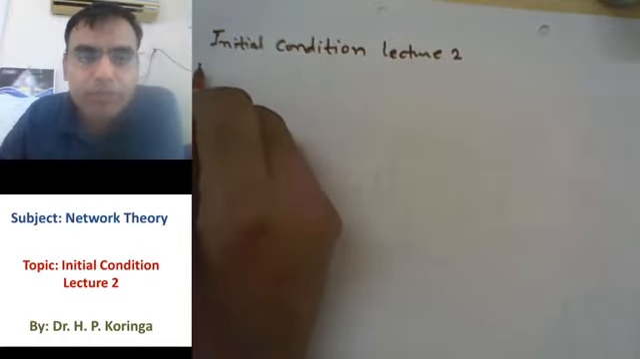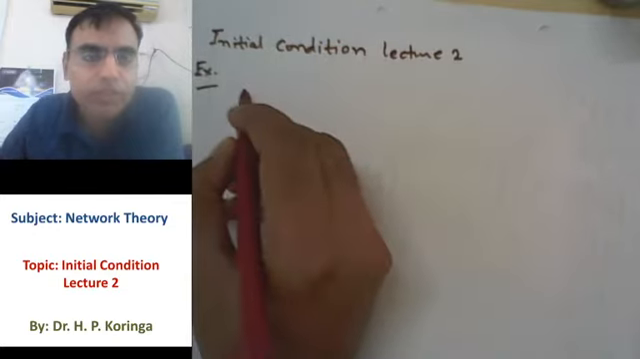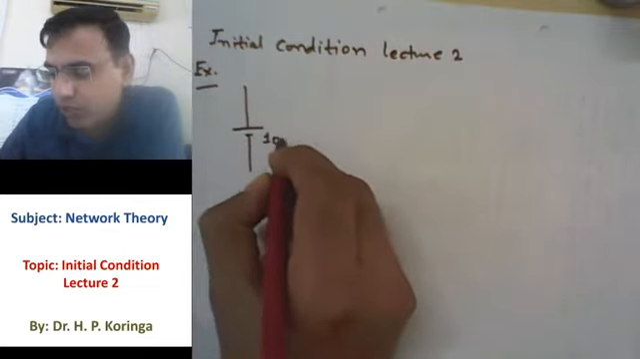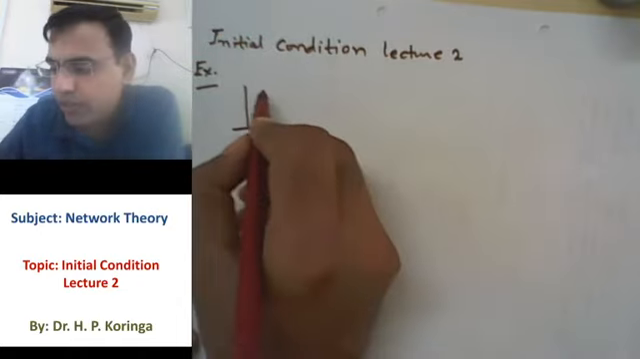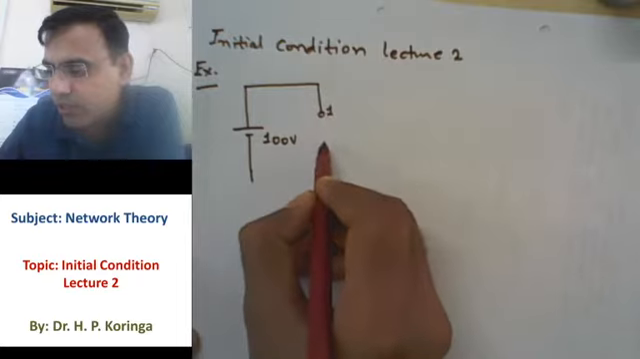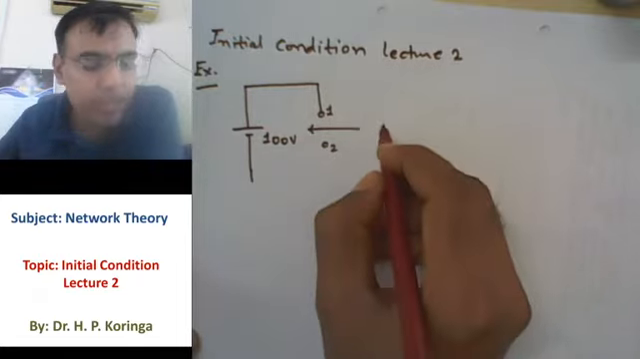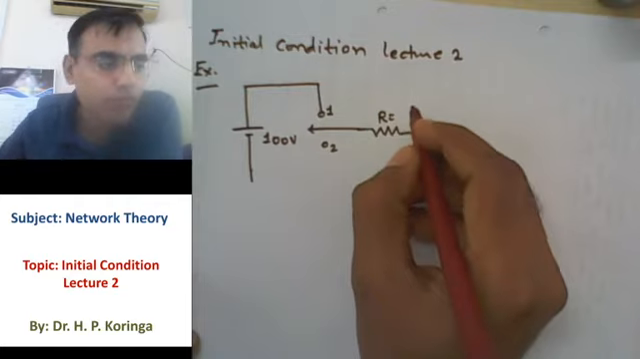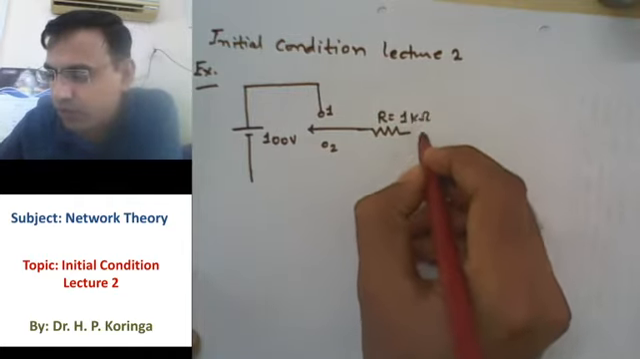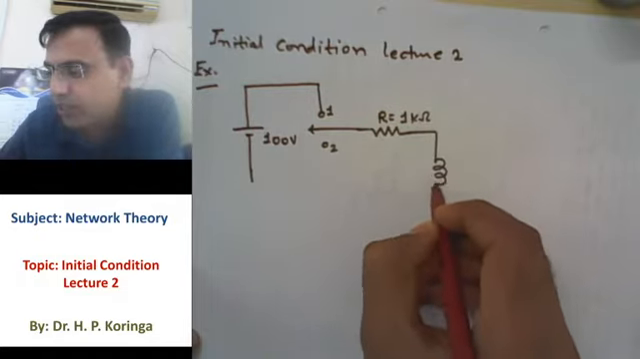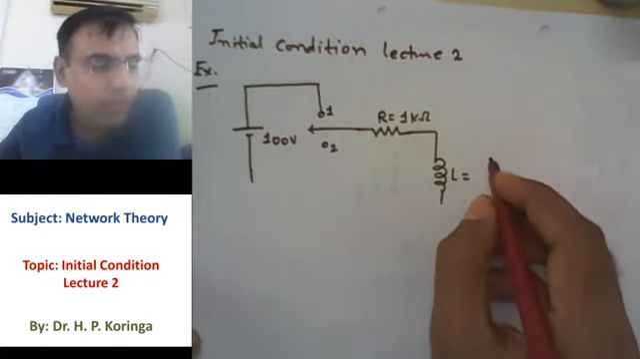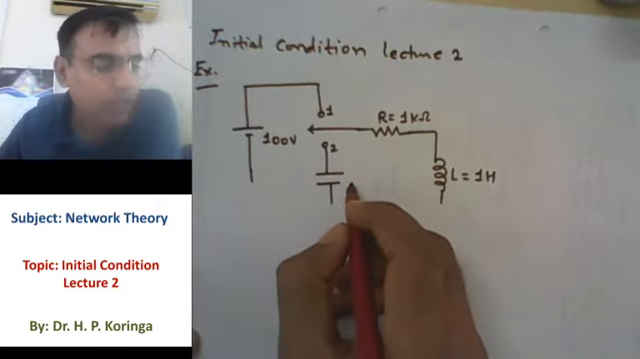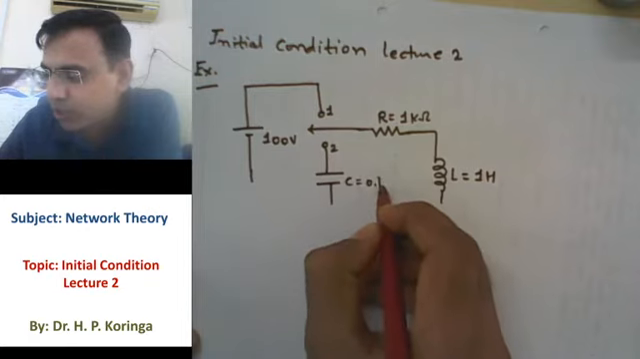So let's take one example. Here one voltage source of 100 volts is connected to a series RLC circuit, where the value of R is 1 kilo ohm, the inductance L is 1 Henry, and the value of the capacitor is 0.1 microfarad.